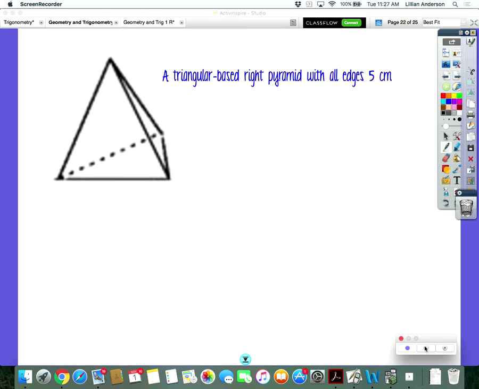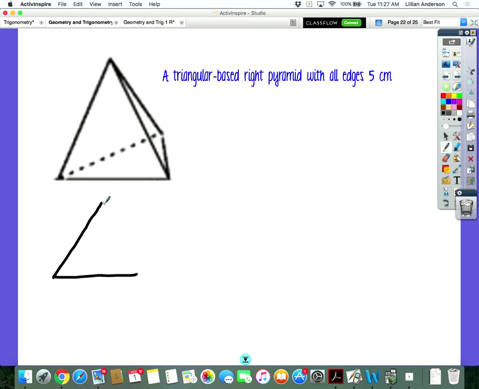Okay? Now with this one, we have a triangular-based right pyramid with all edges 5 centimeters. This is a triangular pyramid, which means its base is in the shape of the triangle. Okay? And all the edges are 5. This is what you call a regular pyramid. Okay, all the edges are the exact same. So one side is 5, the rest of them are all 5. Okay? Now, how do you find the area of a triangle?